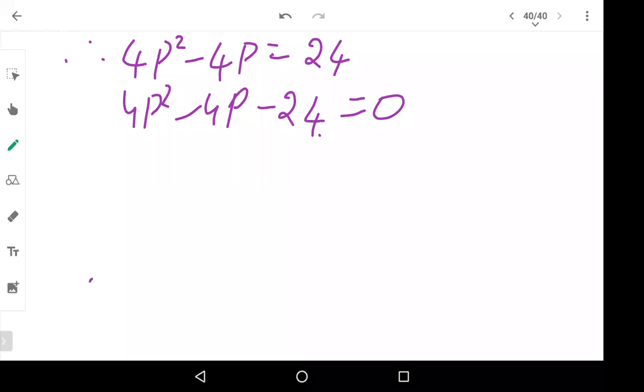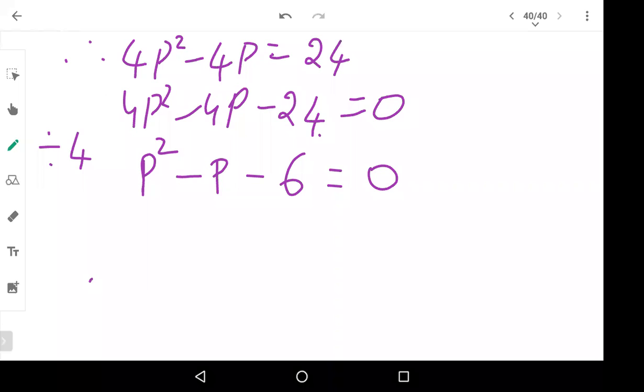Good, very good, Lakshmi. Now 4 is common everywhere. Divide the whole equation by 4. So what do you get? P square minus P, then 24 divided by 4 is 6, minus 6 is equal to 0.